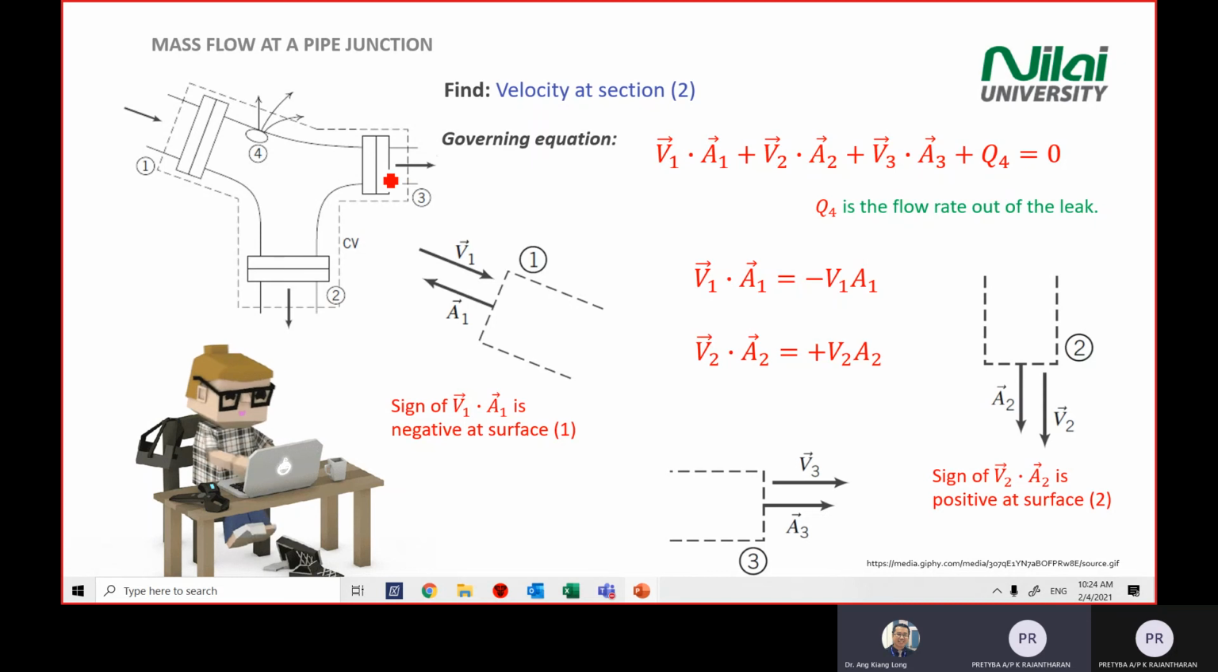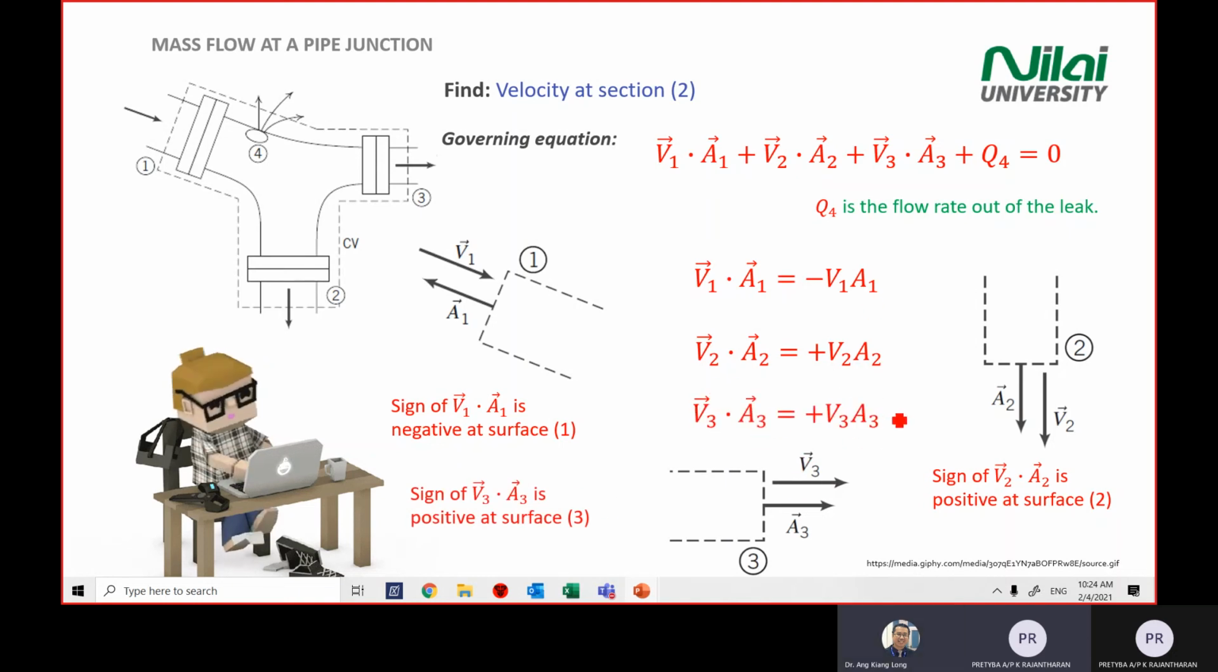Then we look at section number 3. Again, you draw section number 3 and then you go for the area. You draw the area direction first because outlet number 3 is pointing out, and then the velocity is going up also. So if you multiply these two vectors together, when you see the arrows going in the same direction, it becomes a positive entity. So it's quite straightforward. The principle is still the same as what we did for point 1 and point 2.